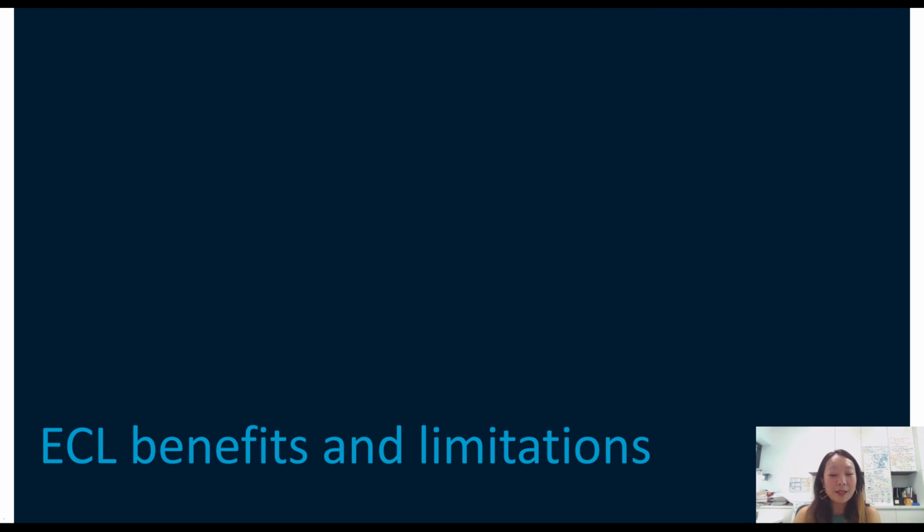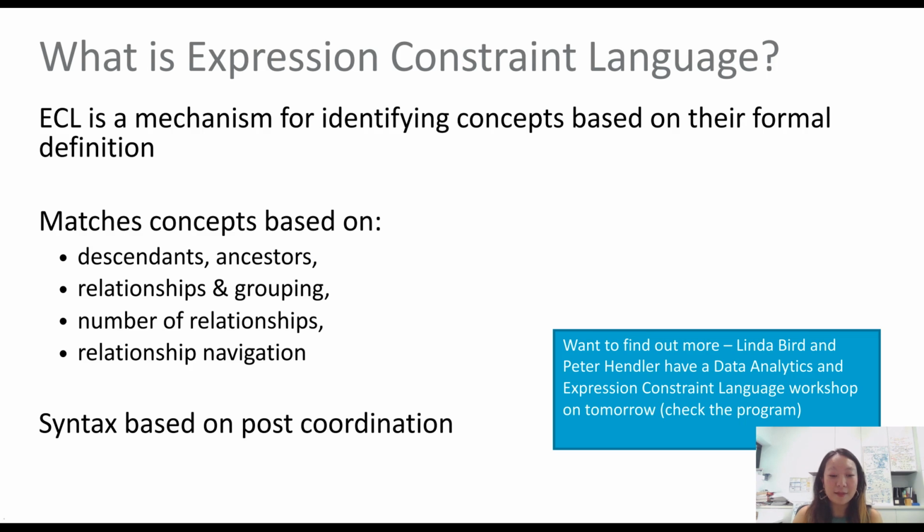So first we'll look at the benefits and limitations of ECL. So what is expression constraint language? ECL is a mechanism for identifying concepts based on their formal definition. It matches concepts based on descendants, ancestors, relationships and groupings, number of relationships, and it does do relationship navigation. It's essentially a syntax based on post-coordination.